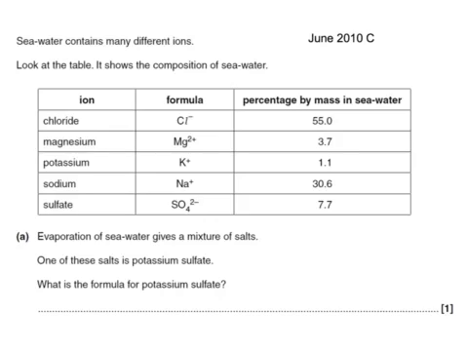And here's a past paper question, in fact the only past paper question I could find on this particular topic. Seawater contains many different ions. Look at the table, it shows the composition of seawater, and you're told the various ions in there and the formula of each of those ions. It says that evaporating away the water will give it a mixture of salts, and one of these is potassium sulfate, but what's its formula?